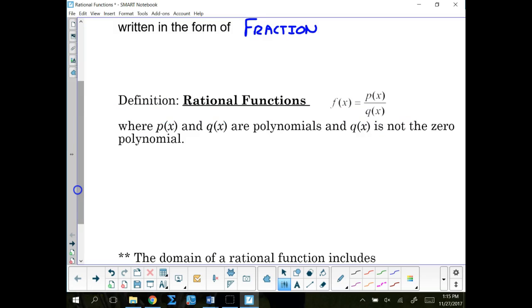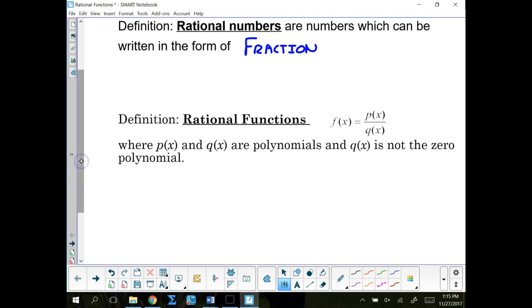A rational function is a function that has, I shouldn't even say it. It's a fraction with a function in the numerator and a different function in the denominator. Okay. So it's got a function upstairs and it's got a different function downstairs.